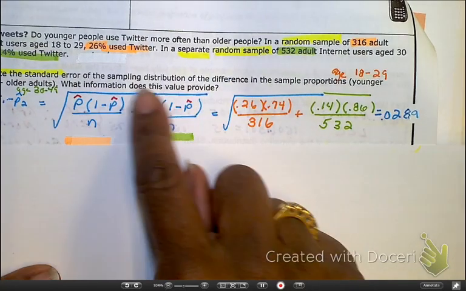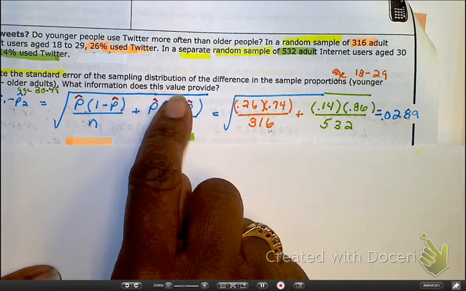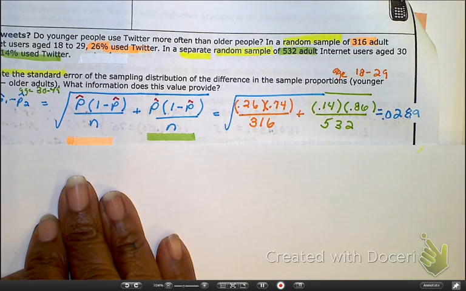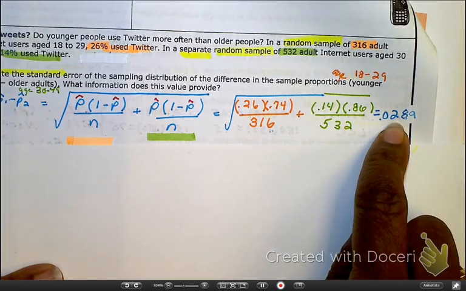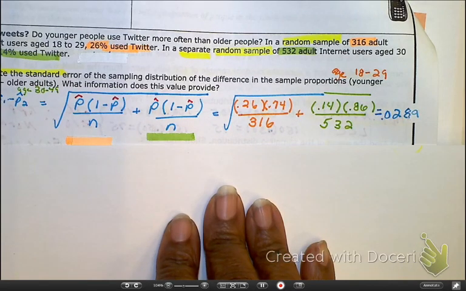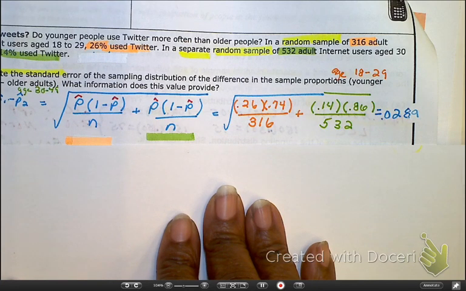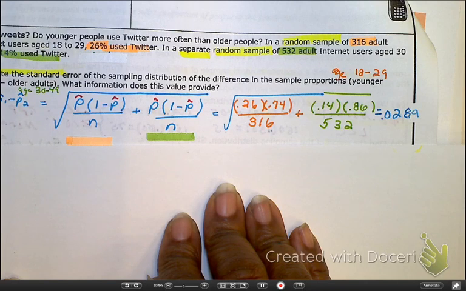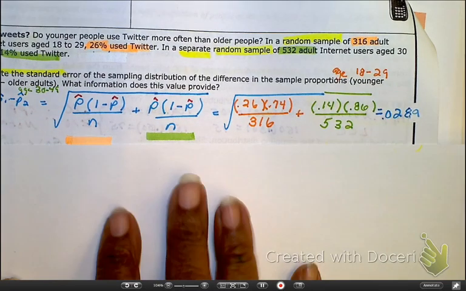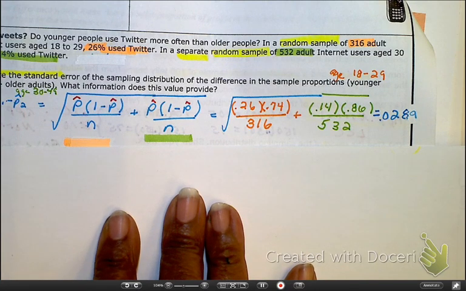Now, here, they asked us, what does this information tell us? Well, I'm going to say it verbally, and you're going to have to write it down. Because what it tells us, if we have a lot of samples, is that the difference of the sample proportion of these two age groups that use Twitter is off typically by 0.2089. That's what it's saying. Because remember, your standard error is how far off you are from the mean. So it is typically or on average that amount away from the true difference. And in this case, the true difference is the mean, the P sub 1 minus P sub 2.